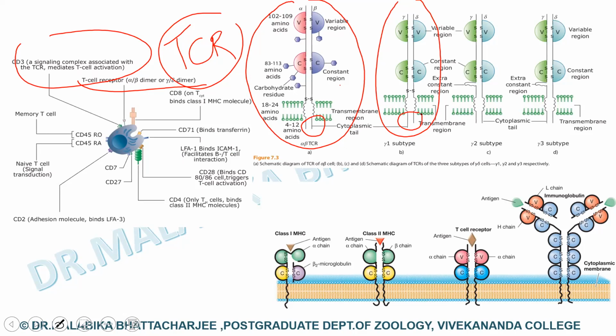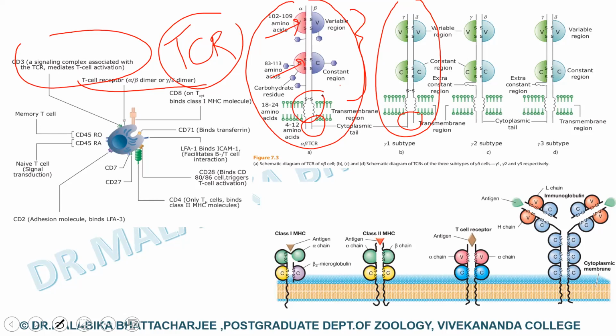This picture also shows the number of amino acids present in the different domains. When we are talking about the extracellular domains, you can see there are two. This category of domains is known as immunoglobulin-like domains. So there are two immunoglobulin-like domains. One is known as the variable region, the other is known as the constant region. There is a transmembrane domain and then we have a small cytosolic tail.